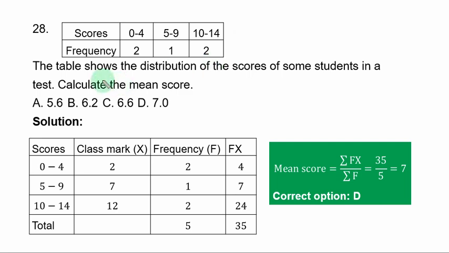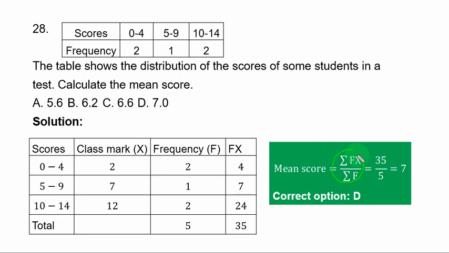Question 28. The table shows the distribution of the scores of some students in a test. Calculate the mean score. You have the scores 0 to 4, 2 students scored that. 5 to 9, 1 student. 10 to 14, 2 students. We have grouped data, and as you know, the mean score is the summation of Fx, that is frequency times x, the scores, over the sum of frequency.